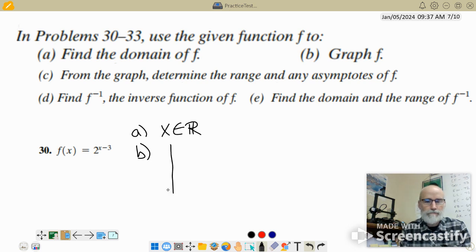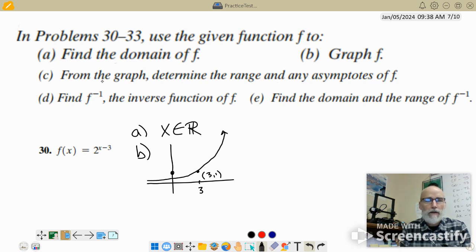Okay, well, an exponential function looks like that, right? But this exponential function has been shifted 3 to the right. So our normal point at 0, 1 has now been shifted 3 to the right. So let me put that down. That's going to be right there, 3 comma 1. And then our exponential function is going to look something like that. Okay.